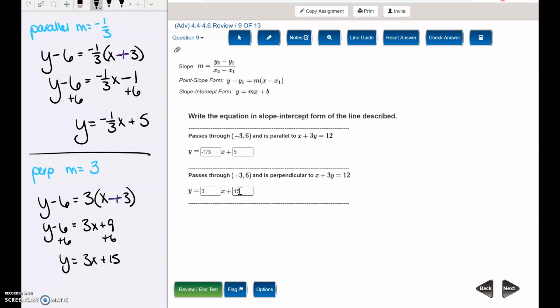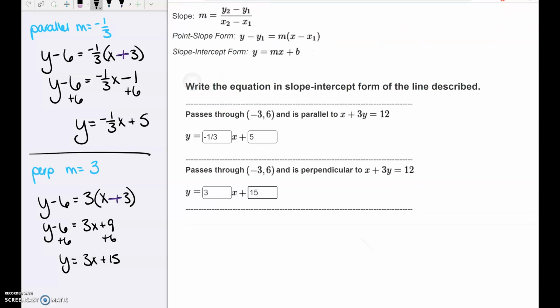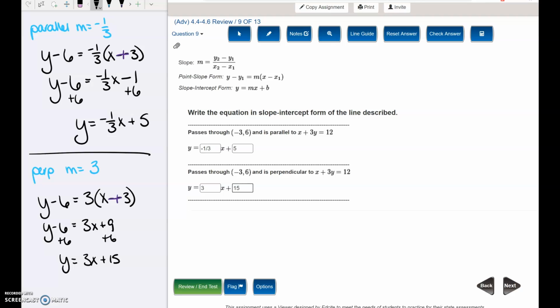Be very, very careful on this test to look at your answer, where you put your answer in, to make sure: do I need to type an x in or do I not need to type an x in? If you're filling in the blanks, you won't have to type in the x. If you are typing the whole equation, you need to type the x.